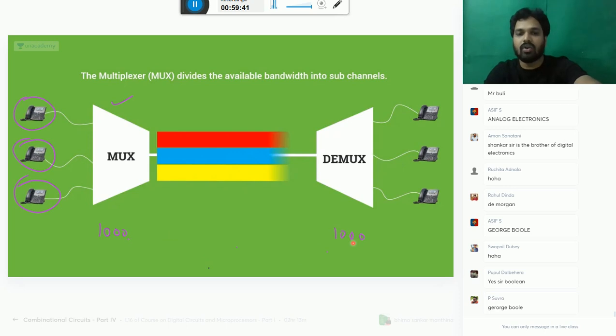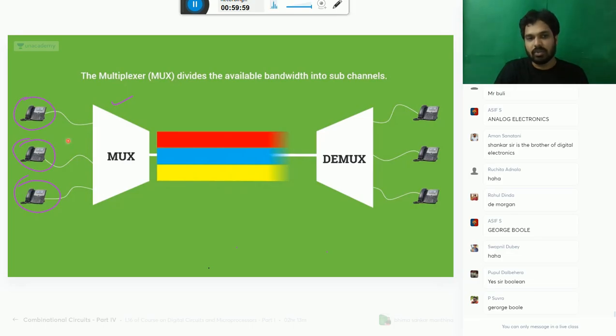Impossible. So what we do is calculate the peak bandwidth, how much is required. Not all 1000 users will be talking. Maybe some 100 people may be talking at a time. We calculate the maximum peak traffic, and accordingly we set the available channel bandwidth. So here we use a multiplexer.